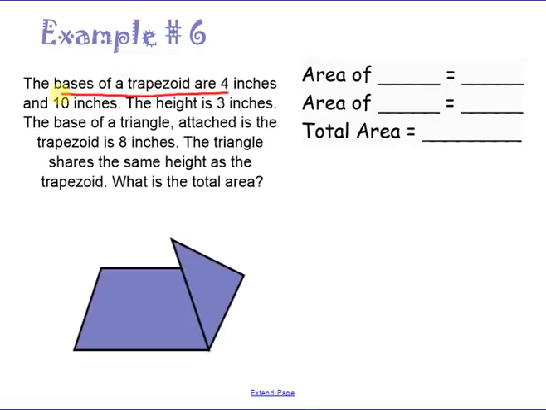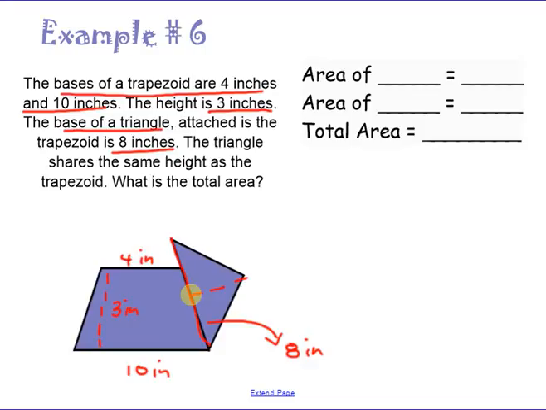So the bases of a trapezoid are 4 inches and 10 inches. So here's your trapezoid. So the 4 inches is going to be the shorter base. So this is 4 inches. And then this is 10 inches. The height is 3 inches. Okay. The base of the triangle is 8 inches. So this whole thing right here is 8 inches. The triangle shares the same height as the trapezoid. So the height of the trapezoid was 3 inches. So the height of the triangle is also 3 inches.